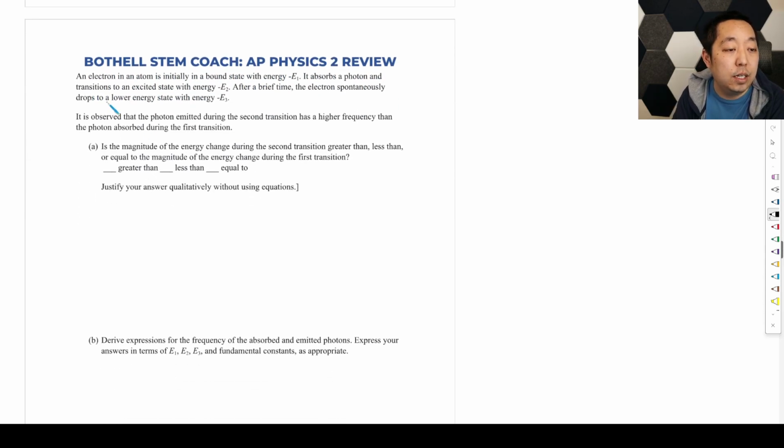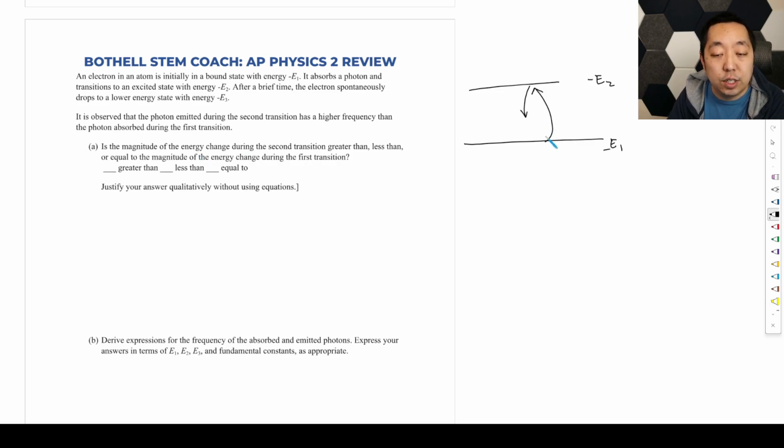Okay, so we have an electron in an atom initially in a bound state with energy negative E1. It absorbs a photon and transitions to excited state negative E2. So let's think about it like we have E1, and it absorbs a photon, so it jumps up to E2. And after a brief time, the electron drops to a lower energy state with negative E3. Could be above or below, but we're going to drop to E3. It is observed that the photon emitted during the second transition has a higher frequency than the photon absorbed during the first transition. Is the magnitude of the energy change in the second transition greater than, less than, or equal to the magnitude of the energy change in the first transition?